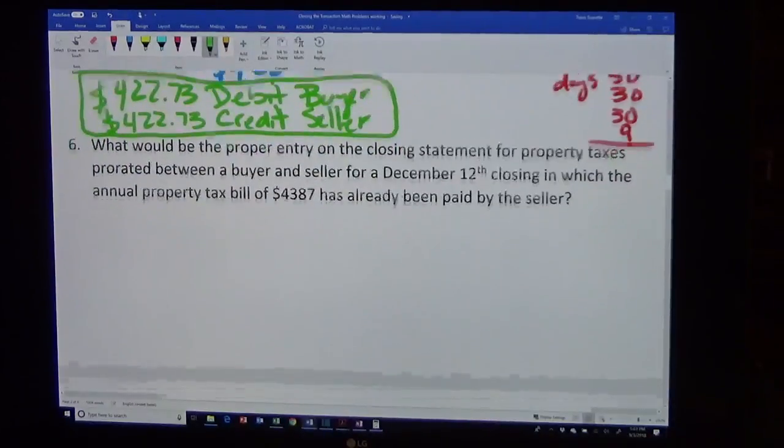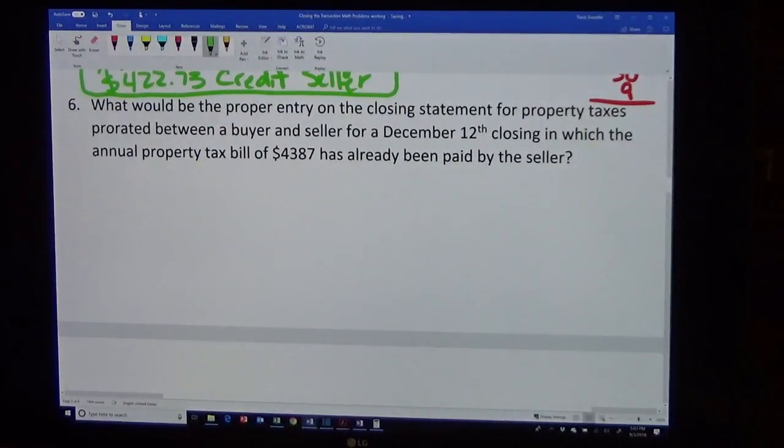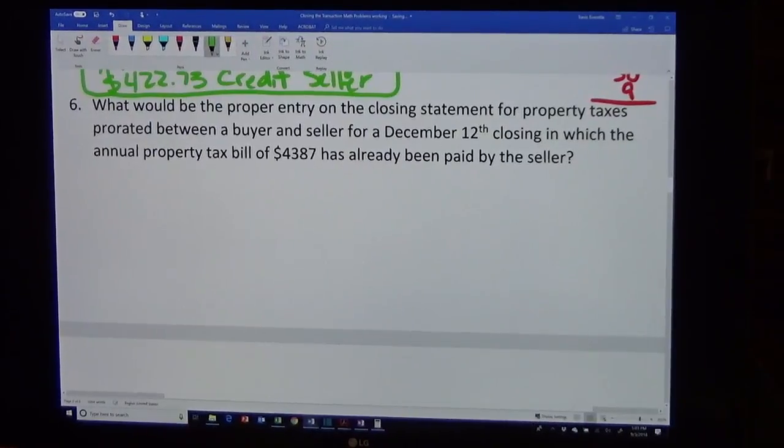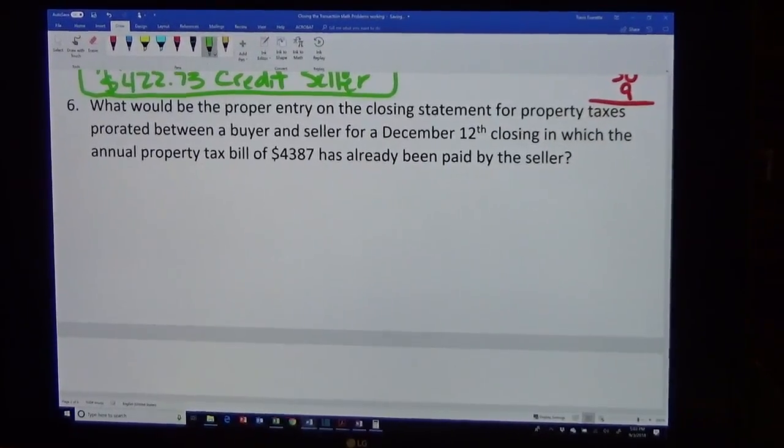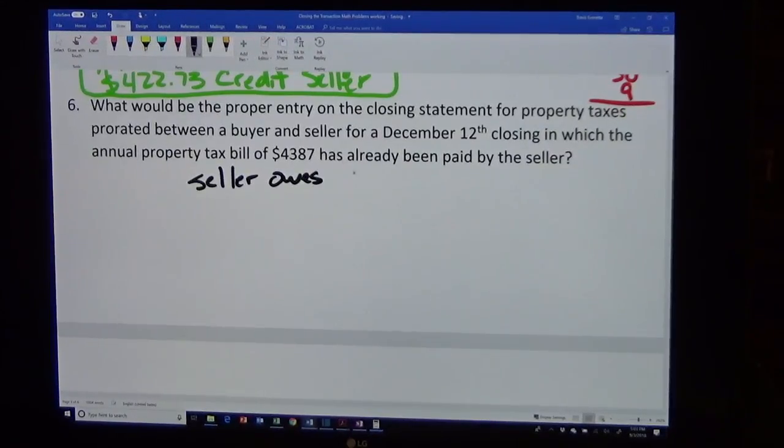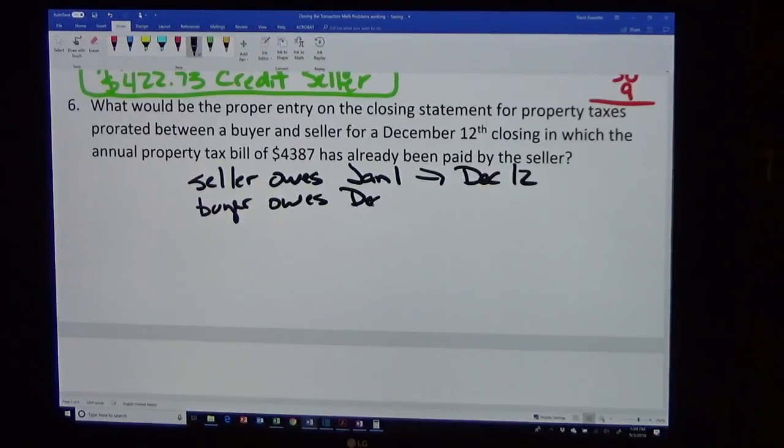Alright, number 6. What would be the proper entry on the closing statement for property taxes prorated between the buyer and seller for a December 12th closing, in which the annual property tax bill of $4,387 has already been paid by the seller? Same process we've been doing all along. Seller owes January 1 through December 12th. Buyer owes for December 13th through December 30th.